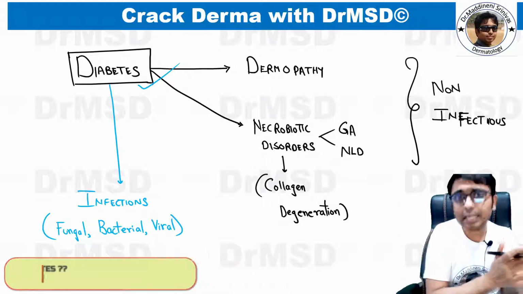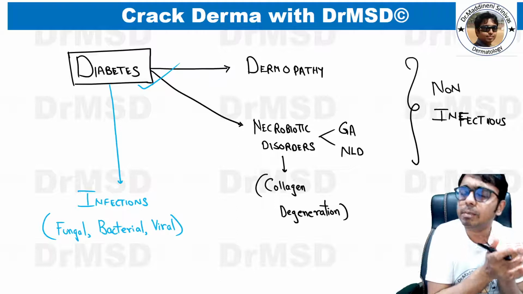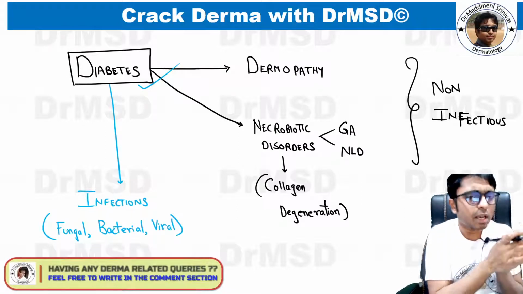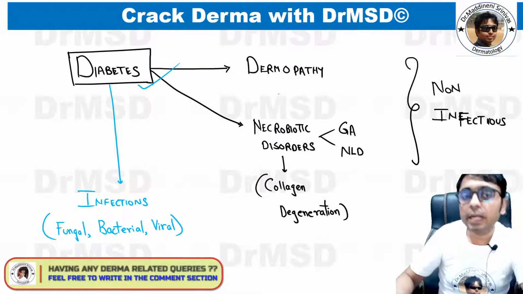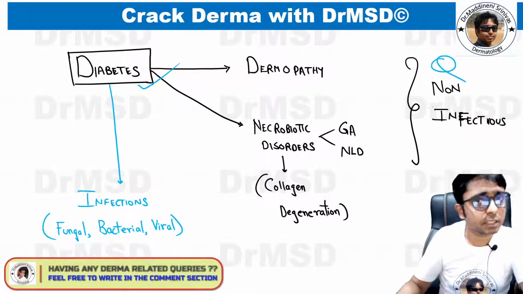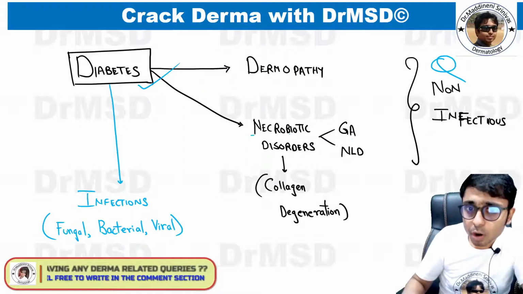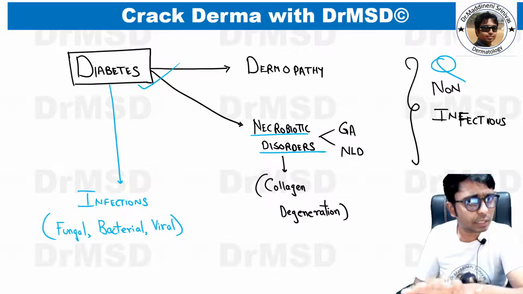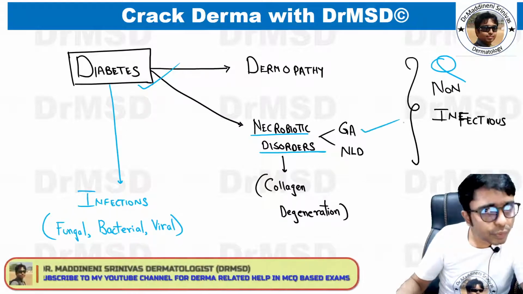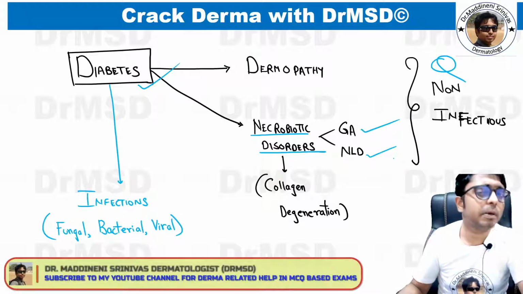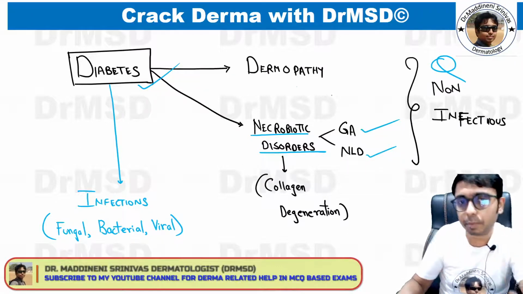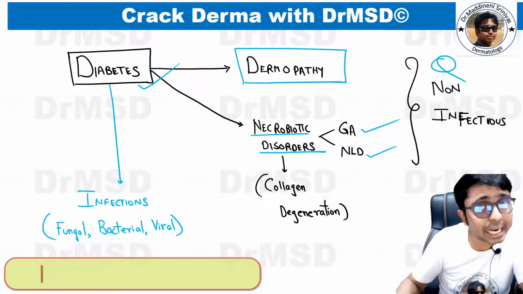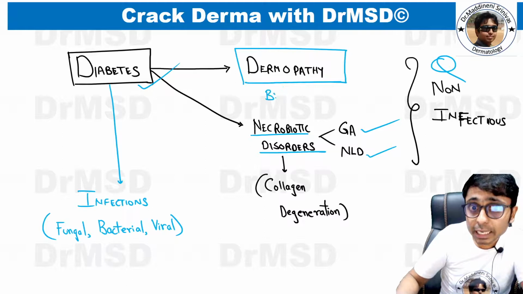One is infectious and the other one is non-infectious. In the infectious, there can be an increased incidence of viral infections, bacterial infections, fungal infections. That is not very important, but for exam purposes, these non-infectious manifestations are important, out of which the necrobiotic disorders, where collagen degeneration occurs in the dermis, are important. In these we have granuloma annulare and necrobiosis lipoidica diabeticorum. We will see these two in detail in the upcoming slides. But also, as you can see, yes, diabetic dermopathy, which is also called Binkley spots.